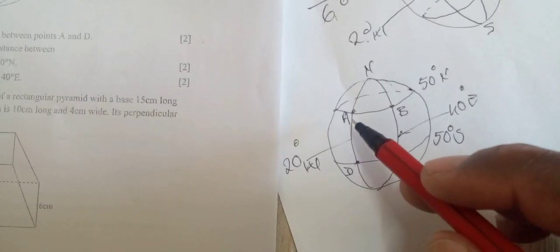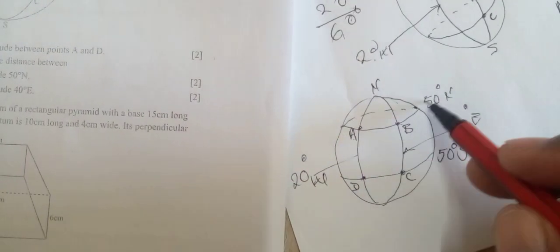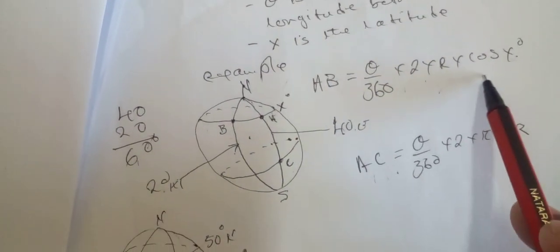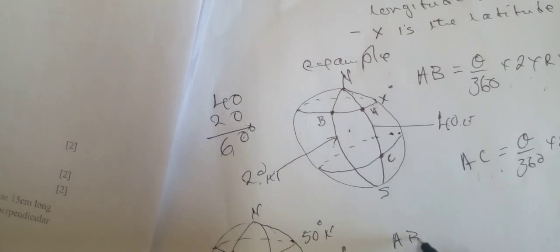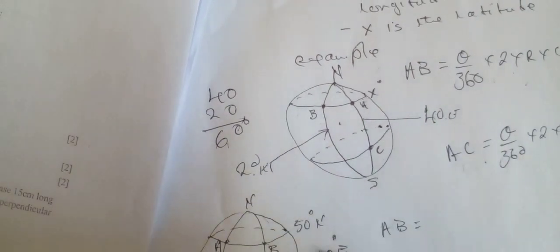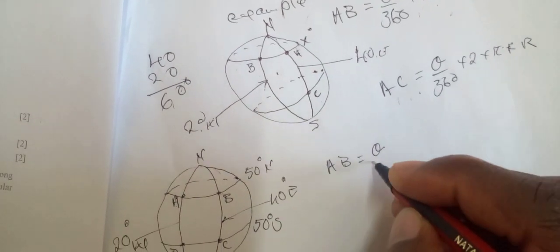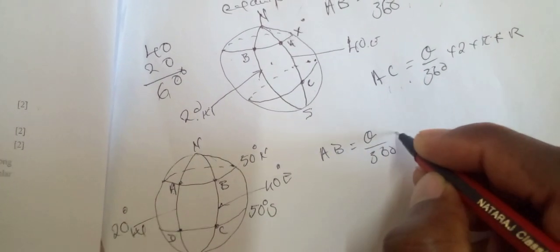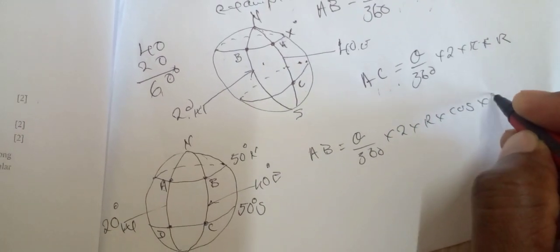Very easy. All you need to do is to realize that AB is just the distance along the lines of latitude. So we are going to use this formula. So let's use the formula. We are going to say AB is going to be, what is my theta in this case? Theta over 360 times 2 times radius times cos x degrees.